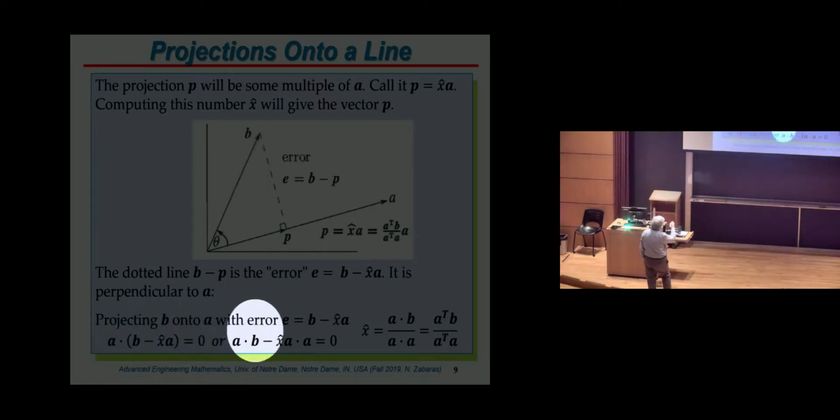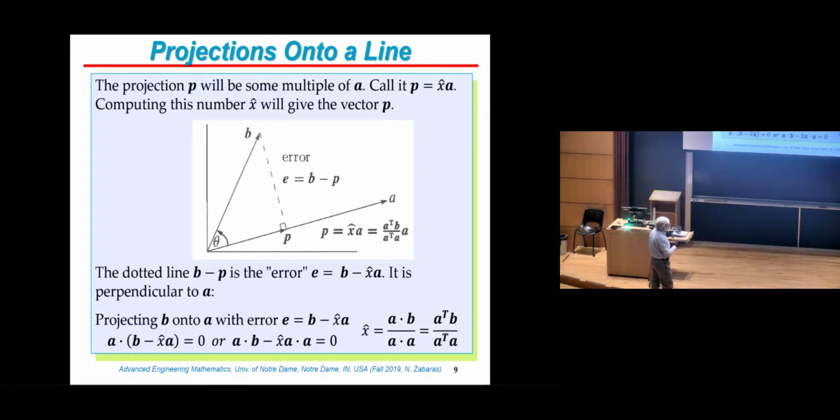So there I have A dot B, nice. And then I have A dot A. And I just said that we don't take A to be a unit vector, and times that scalar x hat. So x hat, what is it? A dot B divided by A dot A. And if I want to write this explicitly in terms of vectors, A transpose B divided by A transpose A. Correct? So it's a number. This is what we get, right? A transpose B divided by A transpose A.